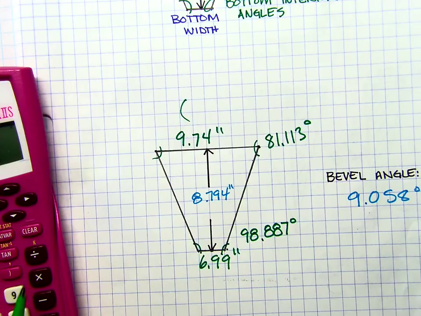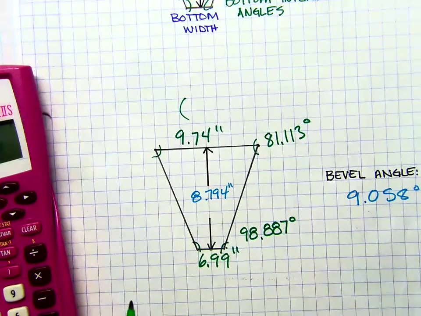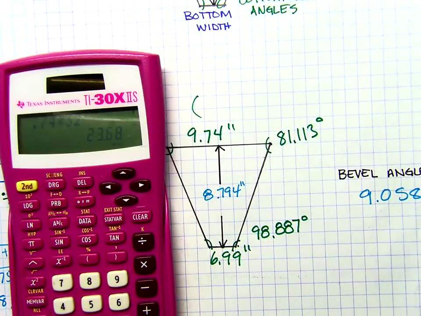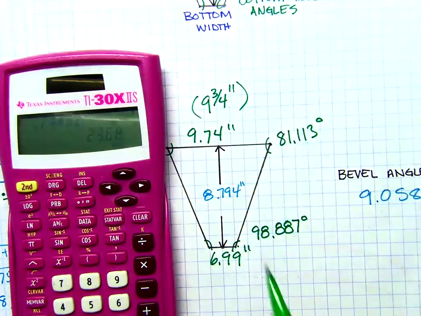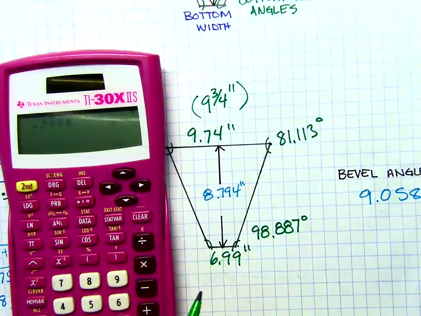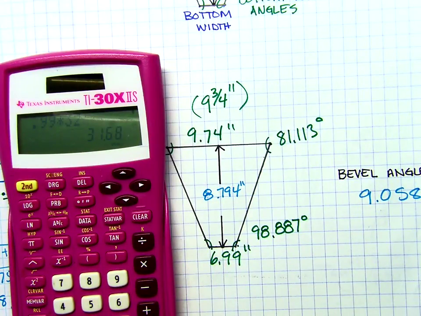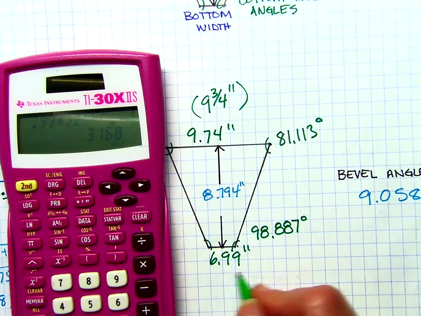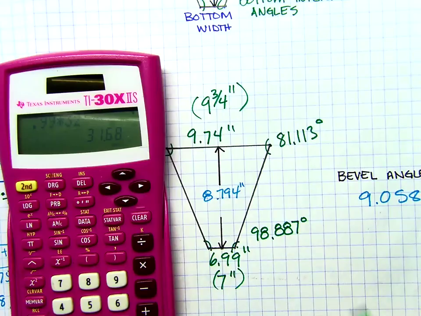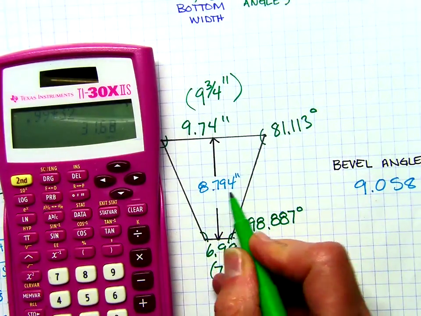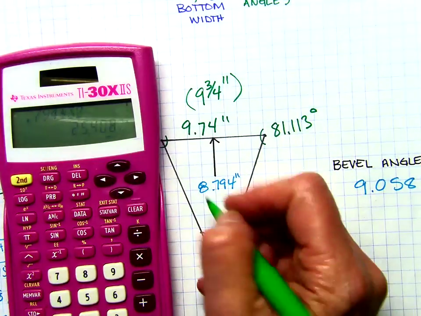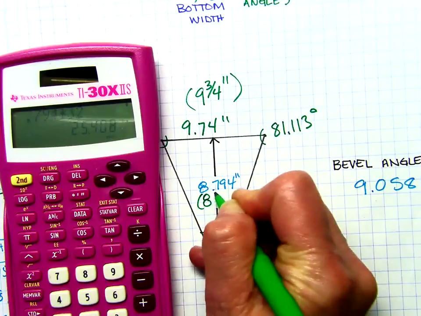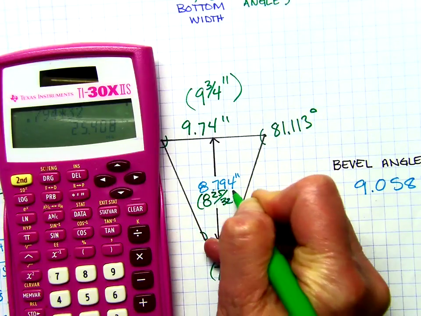So we're going to go 0.74 times 32. 23.6, that's 24 32nds. That's going to reduce to 3/4. So 9 3/4 for the top. 0.99 times 32, that's 31.6, so that's going to round to 32, which is going to bump that to 7 inches. 0.794 times 32, it's 25.4, so that's going to be 8 and 25 32nds.